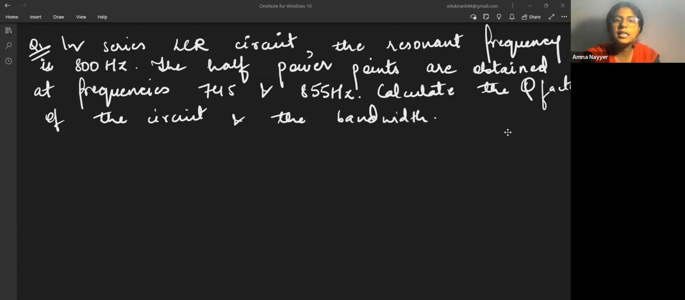Yes, in series LCR circuit, the resonant frequency is 800 hertz. Half power points are obtained at frequency 745 and 855 hertz. It means both the omega 1 and omega 2 are given.